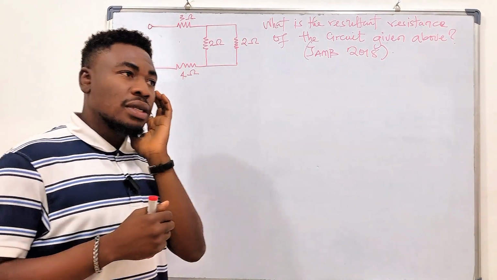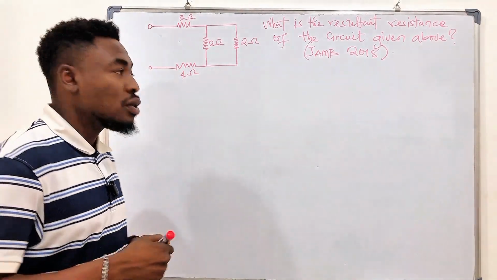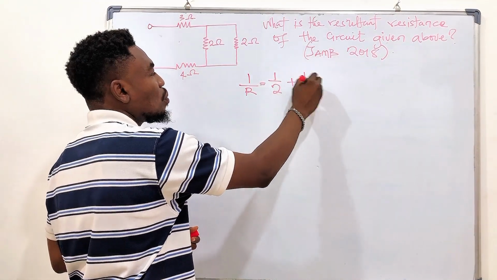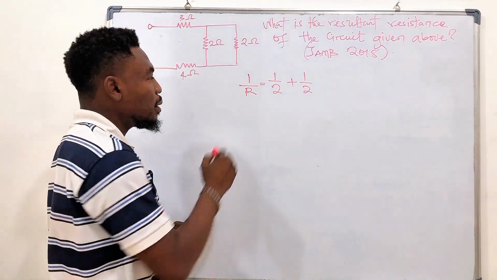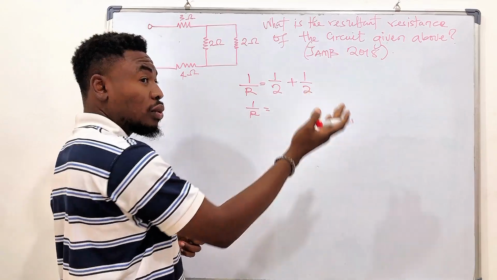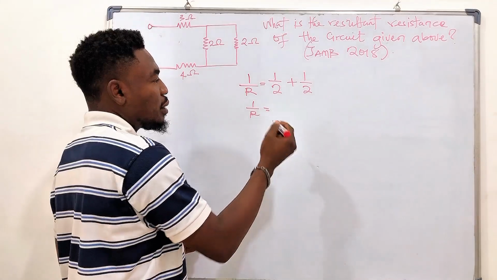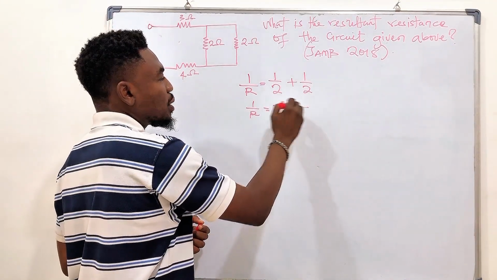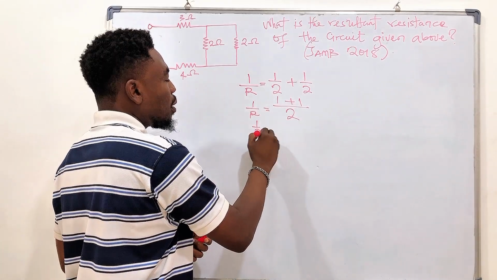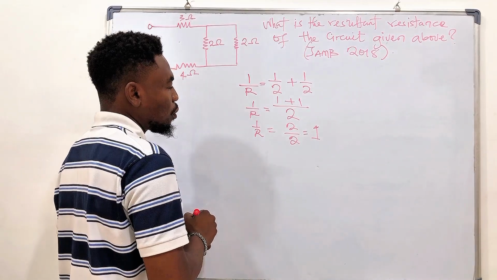So how do we calculate resultant for resistance in parallel? We take the summation of their inverse. So 1 over R is equal to 1 over 2 plus 1 over 2. We can easily take the LCM, but we know that in mathematics, if they have the same denominator, the LCM is definitely going to be the same. So we have 2 as the LCM, 1 plus 1, so 1 over R will be equal to 2 over 2, which is equal to 1.